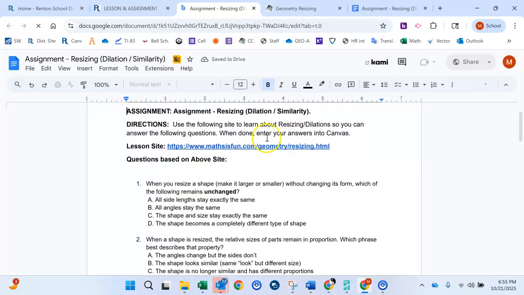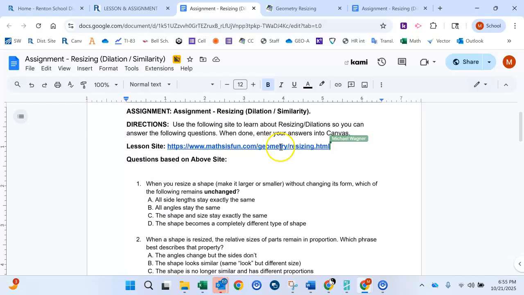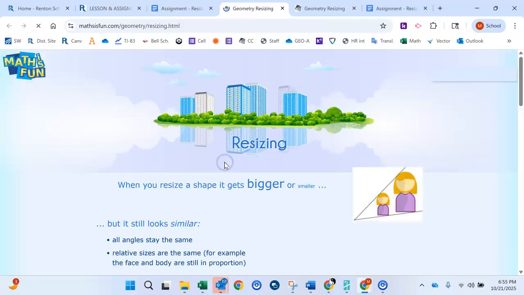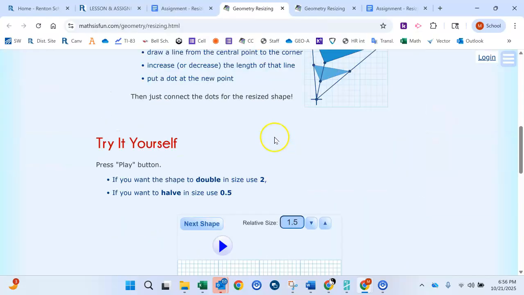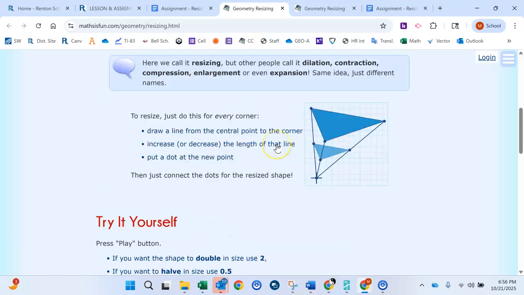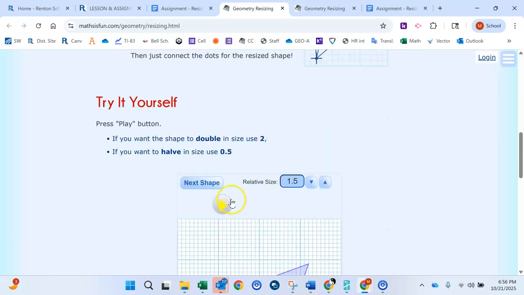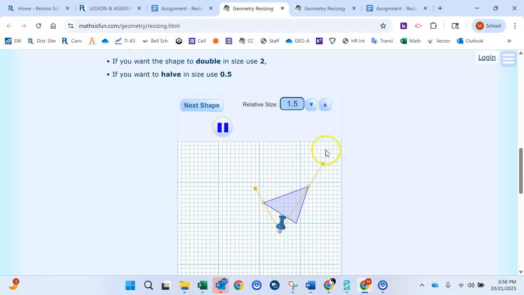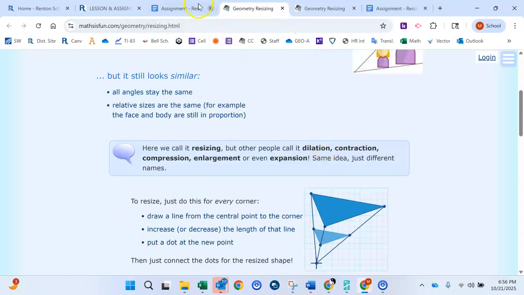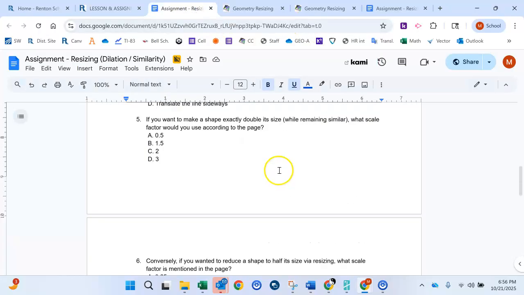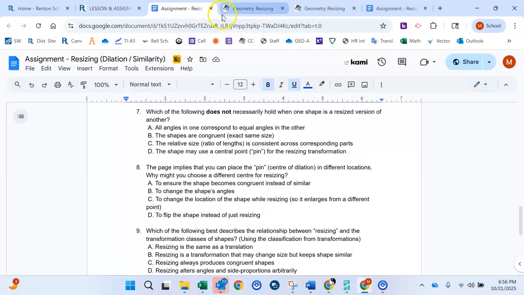So you're going to have 10 questions, but they're based upon this site. So make sure you open this site right here, and read through it to learn about resizing. It's very short, okay? And make sure you play with this to try to understand it, okay? All right, so just this part right there, and then you come back and you can answer the questions here. There's 10 questions, okay?